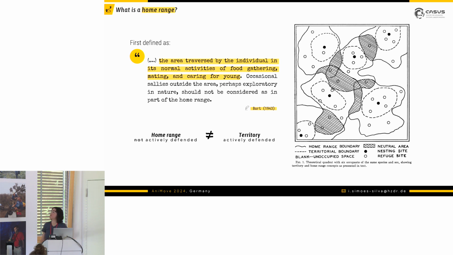One of the points from Burt's paper is that this idea of home range is different than the idea of territory, right? While a home range is not actively defended, a territory is the area within the home range that's actively defended. So it's something to keep in mind. We are not trying to estimate territories, we're trying to estimate just the general area of these normal activities.